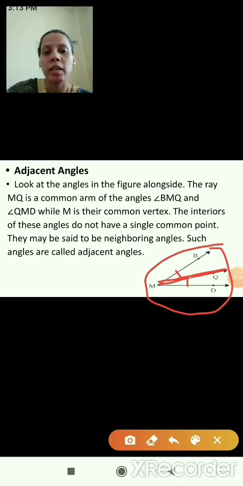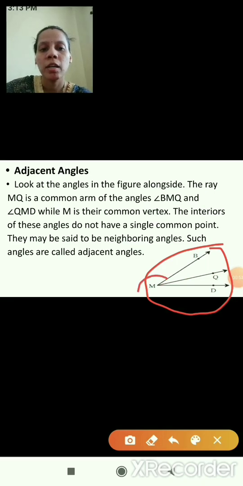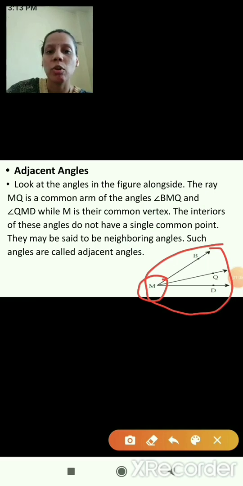Which is the vertex here? As you can see, the vertex is point M, correct. So this is the common vertex and ray MQ is the common arm of the angles. So the interiors of these angles do not have a single common point.